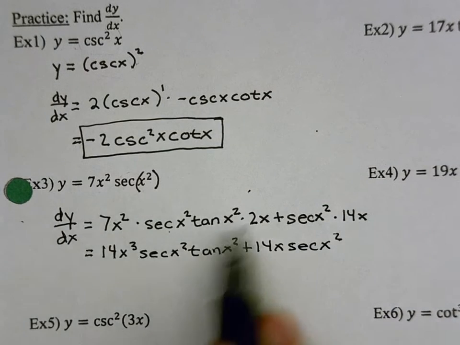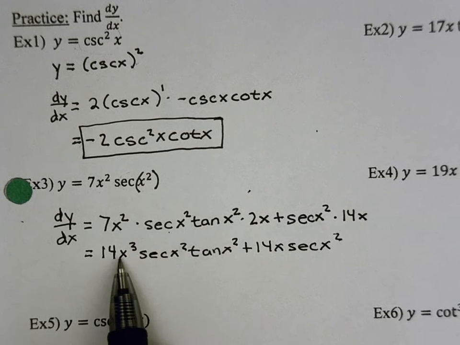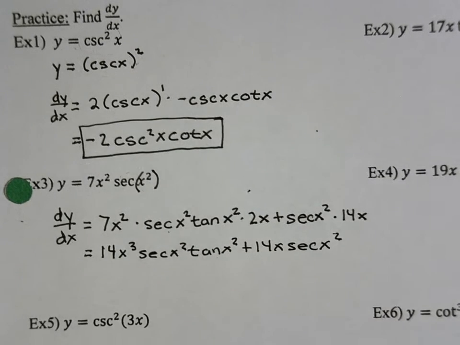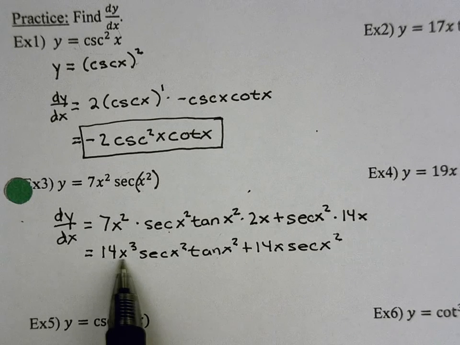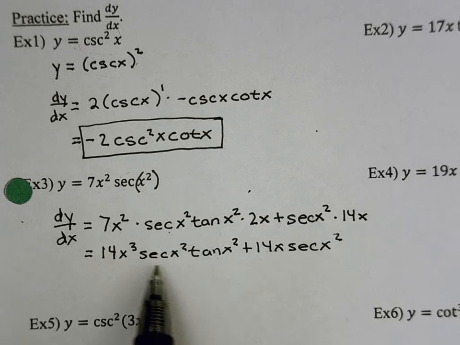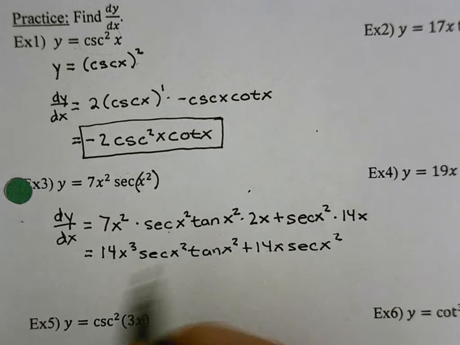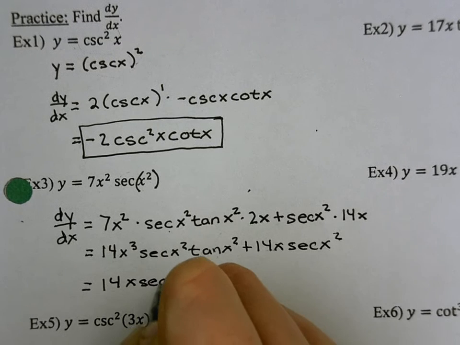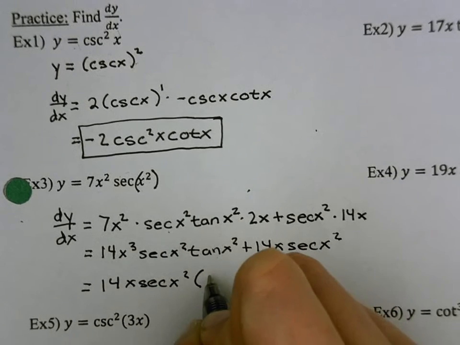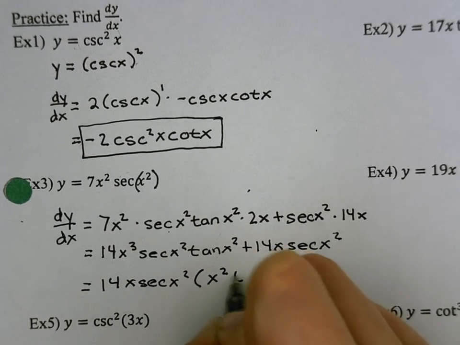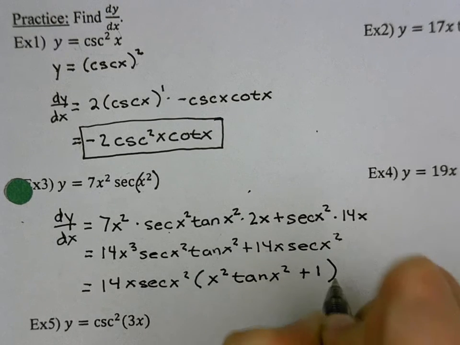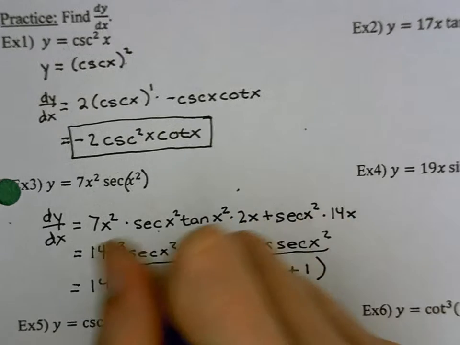So all I did was combine things here, right? 7x squared times 2x is 14x cubed. Everything else, I brought this 14x to the front, so I just rewrote it. That allows us to see our factors, right? There's a common factor of 14x and a common factor of secant x squared, and so I'm going to pull that out. And there's my answer.